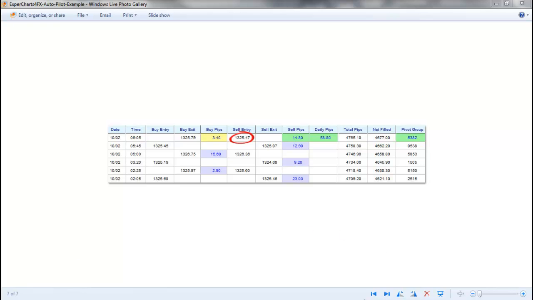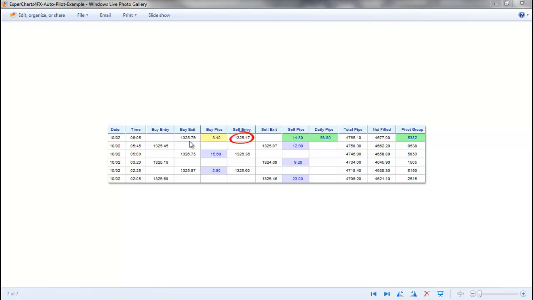Autopilot is one of the buttons that you can press in the bottom left hand corner, and is represented by a little box with a number of different colors in it. What you can see here, what autopilot will display at each and every time you turn it on, is the date, the time, the buy entry price, the buy exit price.